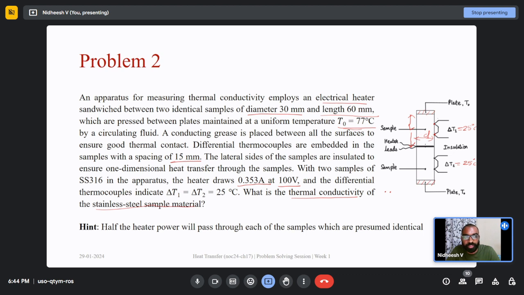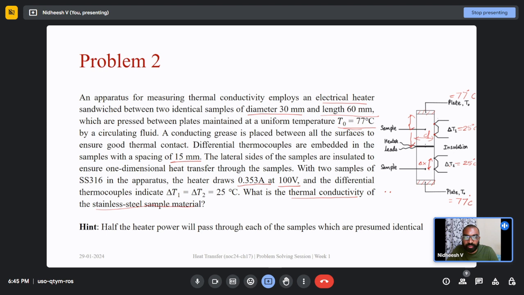For which the diameter and length are given, and at the top and end of the sample materials the temperature boundary condition is specified. I think the plate temperature is equal to 77 degrees Celsius. Further, differential thermocouples are placed in the sample materials where it measures the temperature difference in a small length, delta x equal to 15 millimeter.